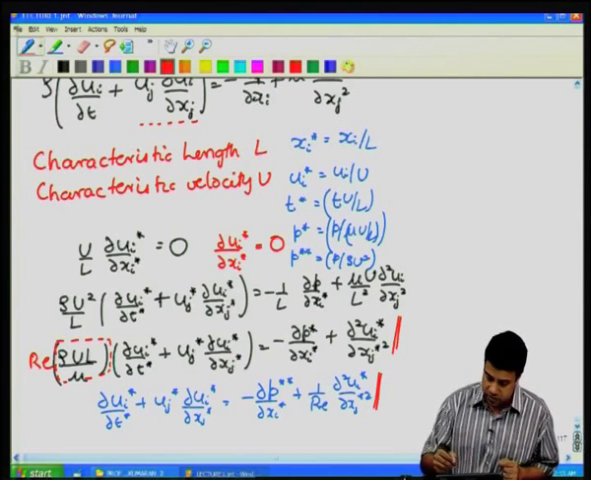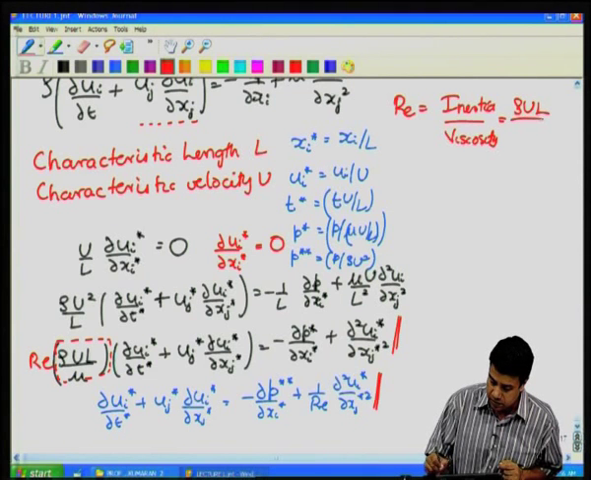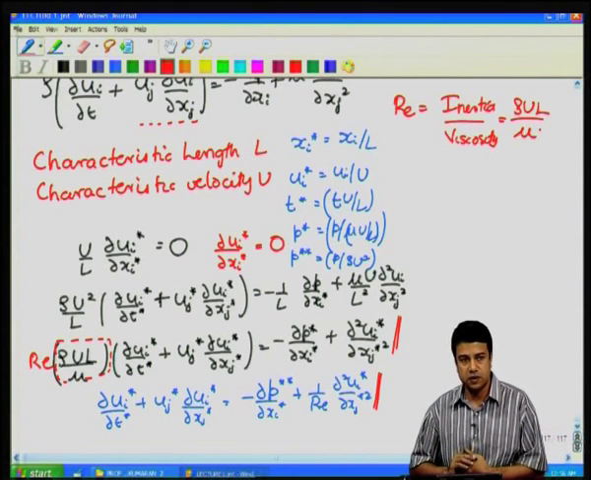Okay. In the first case, if the viscous forces are dominant, the Reynolds number is the ratio of inertia by viscosity, which is equal to rho u L by mu. It is the ratio of the inertial and the viscous forces.